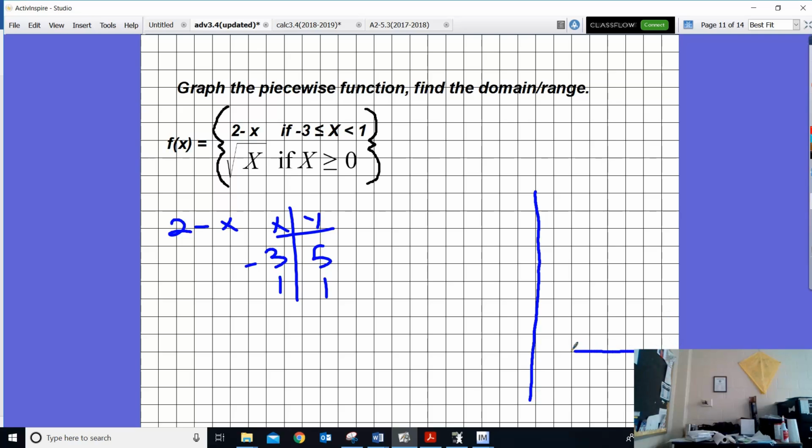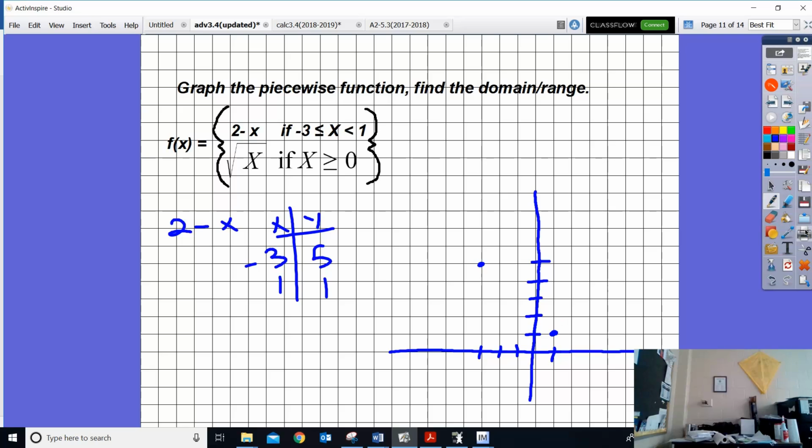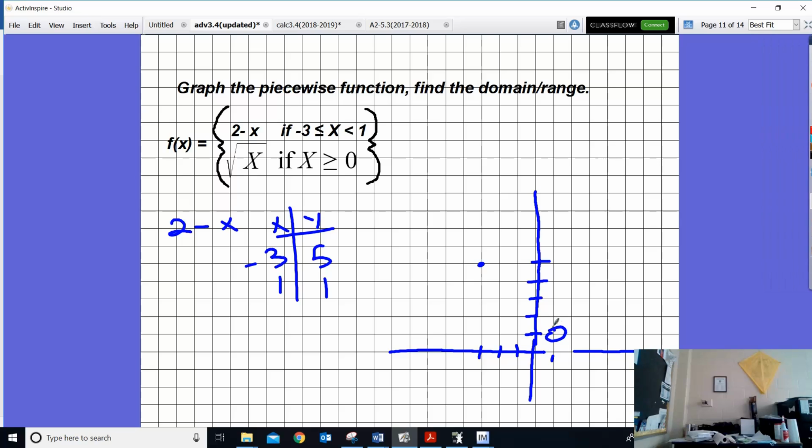So let me give you negative territory. I get to plot -3, 5, and I get to plot 1, 1. Oh, open. And there's the left piece.